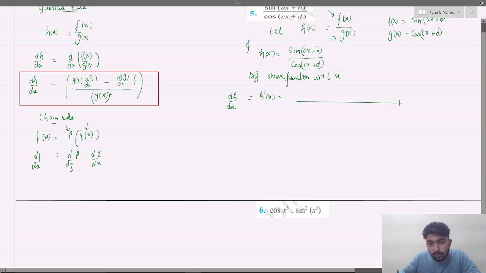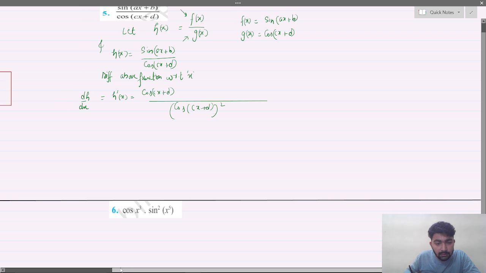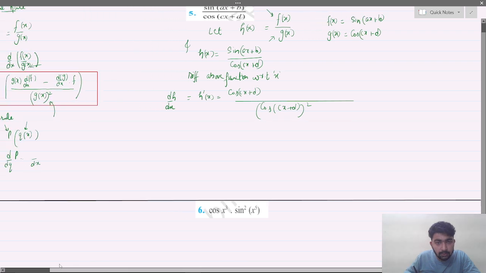Okay, so what's your quotient rule? Cos of cx plus d whole square. First of all, see the denominator square. Okay, now the derivative of numerator function, cos of cx plus d as it is. Okay, cos of cx plus d as it is, and here wait, I will show something. Yeah, up to here we have.